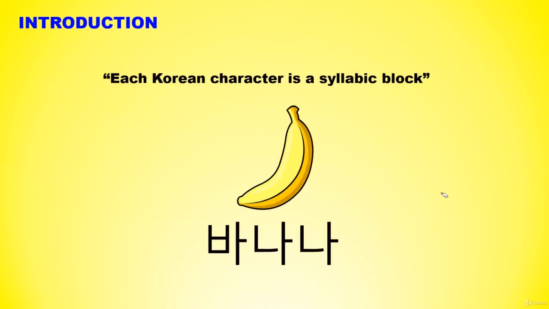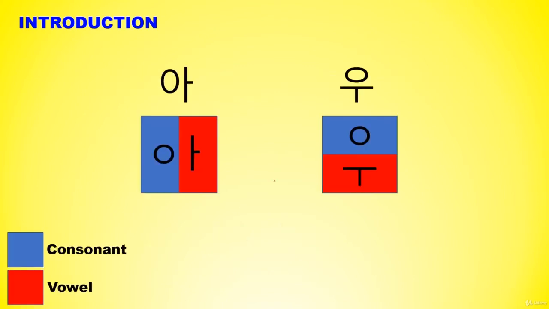In Korean, each Korean character is a syllabic block, meaning to say, if I have 3 Korean characters over here, each character will produce one sound, just like how English words have syllables. In this example over here, since there are 3 Korean characters, you should expect to hear 3 distinct sounds. In fact, this example here is read as banana, pa-na-na. 3 syllables.